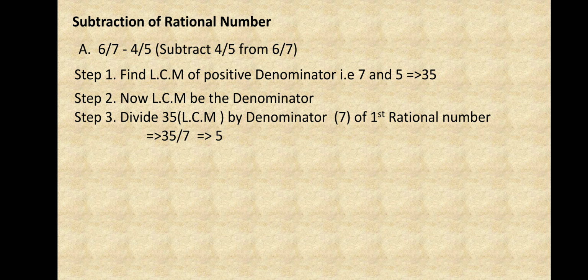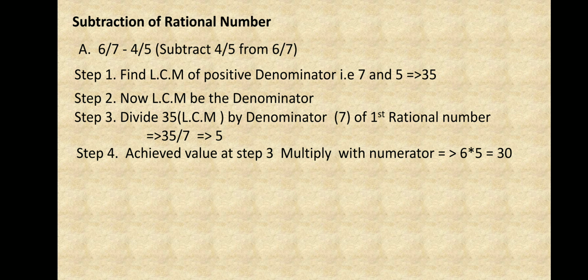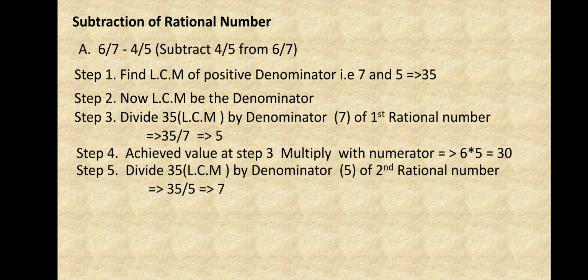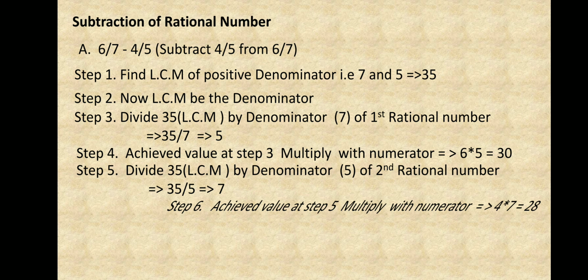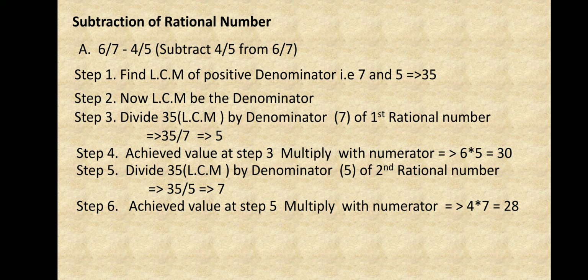And at step 3, you have to divide this 35 by the denominator 7, which is the first rational number over here. And what do you get? By dividing 35 by 7, you get 5. So now what should you do? Take the value achieved at step 3 and multiply with the numerator. So 6 into 5 is equal to 30. And at the fifth step, divide this 35 by the denominator 5, which is the second rational number. So what do you get? You get 7, right? By dividing 35 by 5. So now take the value achieved at step 5 and multiply with the numerator. So 4 into 7 is equal to 28.